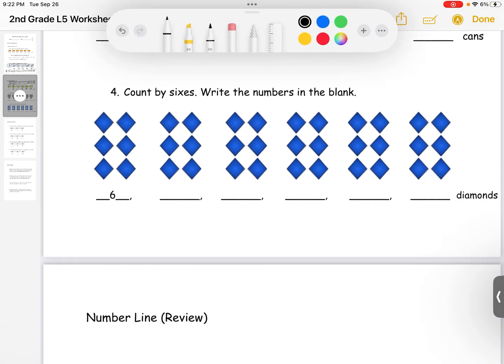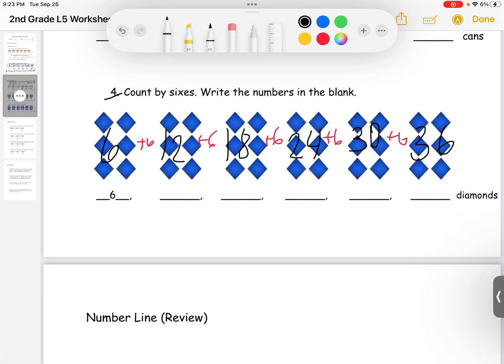Now let's do number 4. It says, count by sixes, write the numbers in the blank. So we're counting by sixes, so we should add by 6. So we're just going to write plus 6 to help us a little bit. Okay, so 6 plus 6 is 12. 12 plus 6 is 18. 18 plus 6 is 24. 24 plus 6 is 30. And 30 plus 6 is 36.